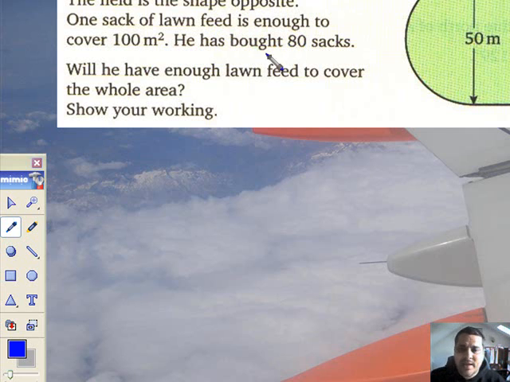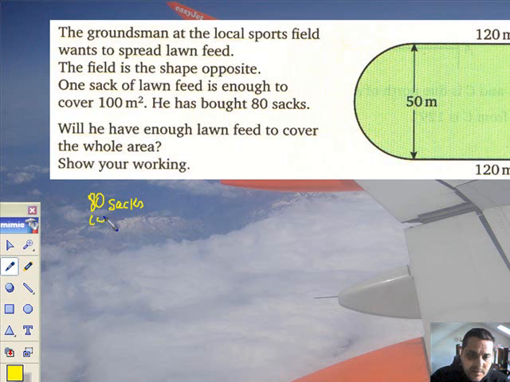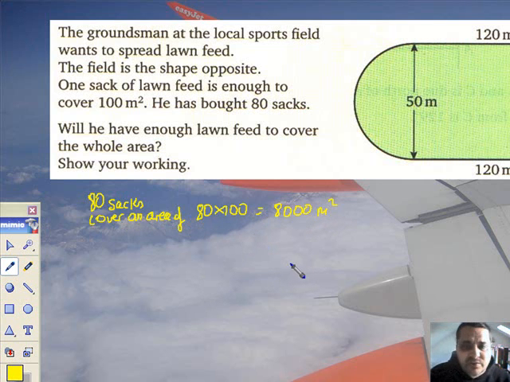Let's just work out quickly how much these 80 sacks can cover. Alright, so here we go. 80 sacks cover an area of 80 times 100, which is 8,000 meters squared of area. Okay, let's get a mark straight away. Will you have enough lawn feed to cover the whole area? Show your working. Well, I've got the maximum possible coverage.